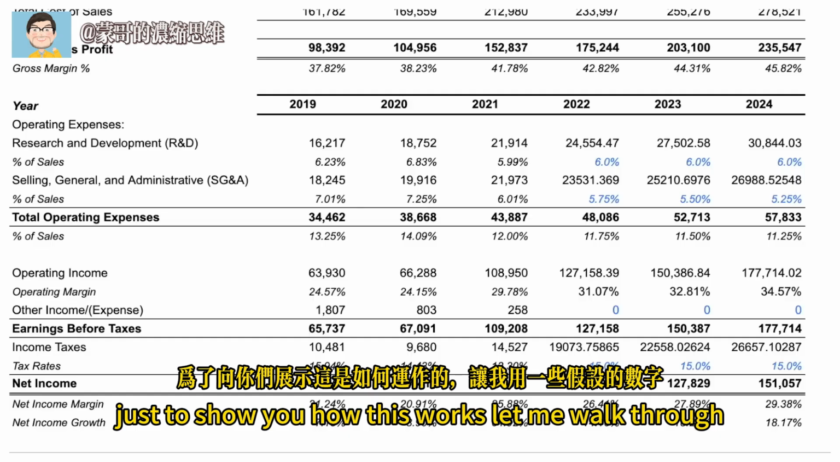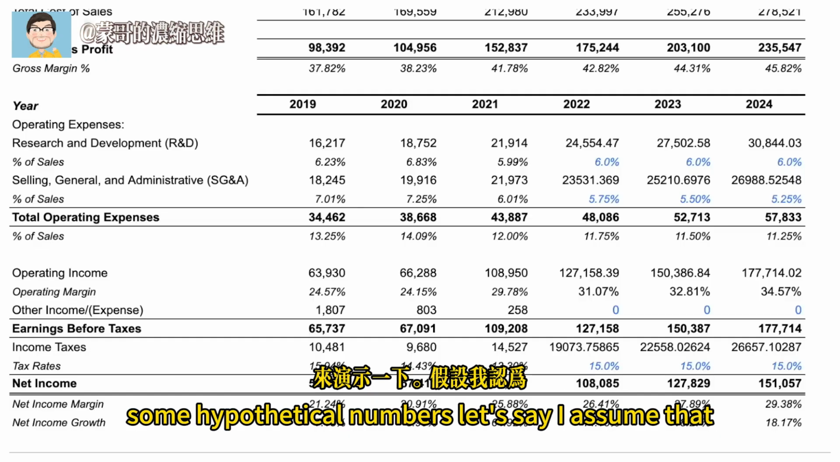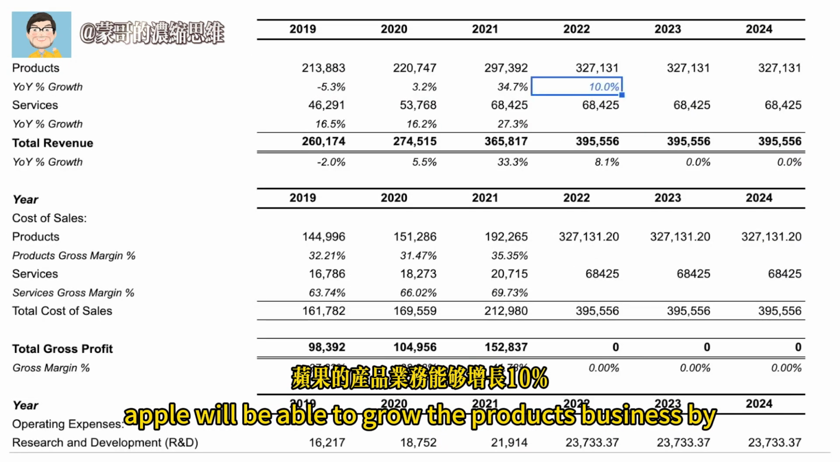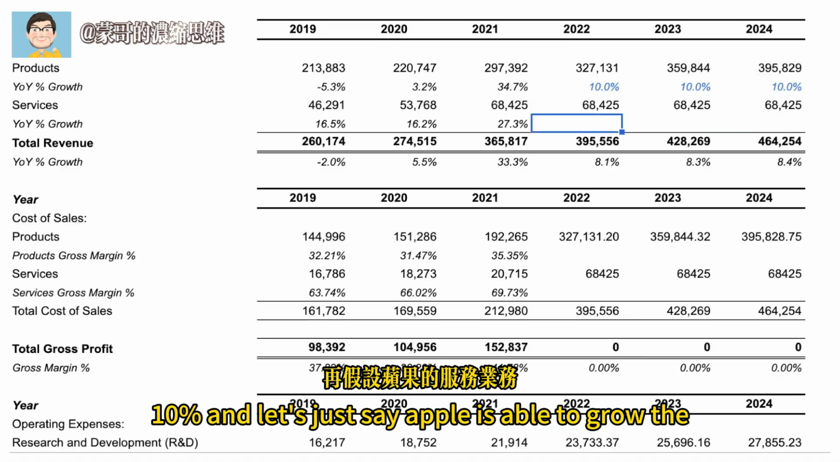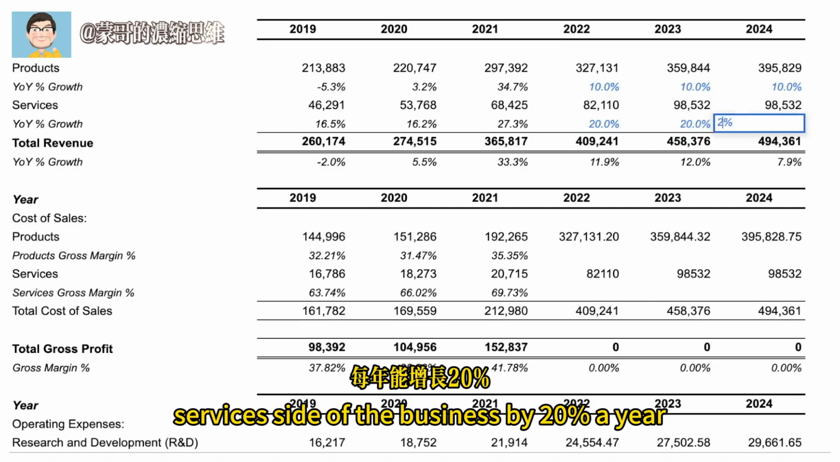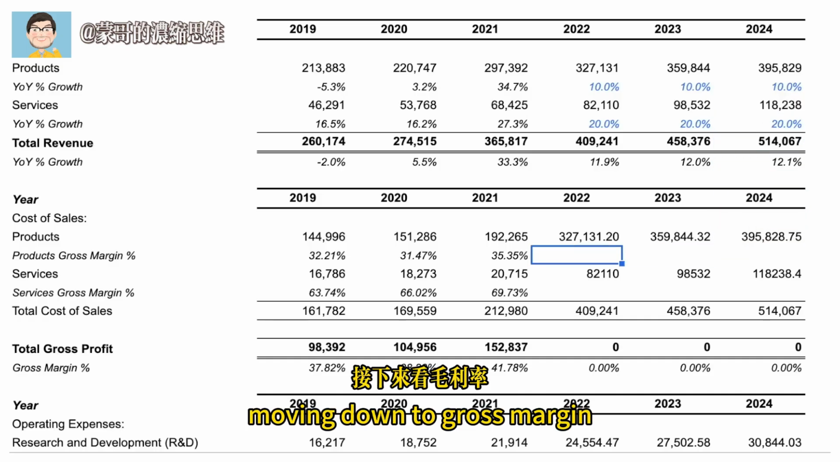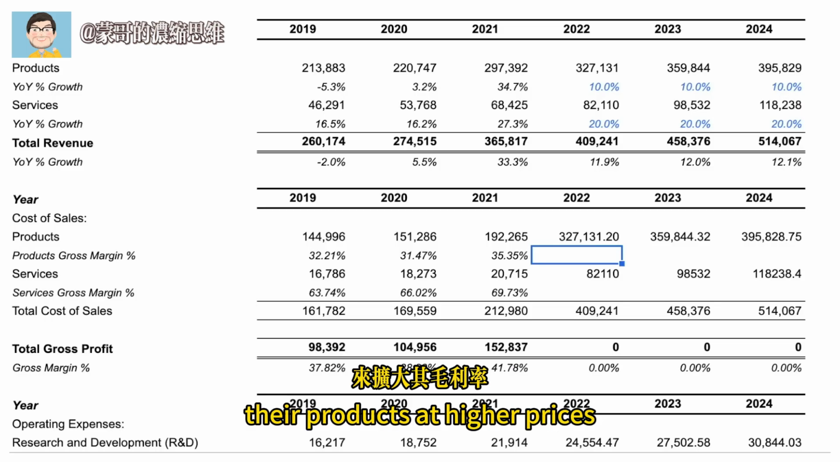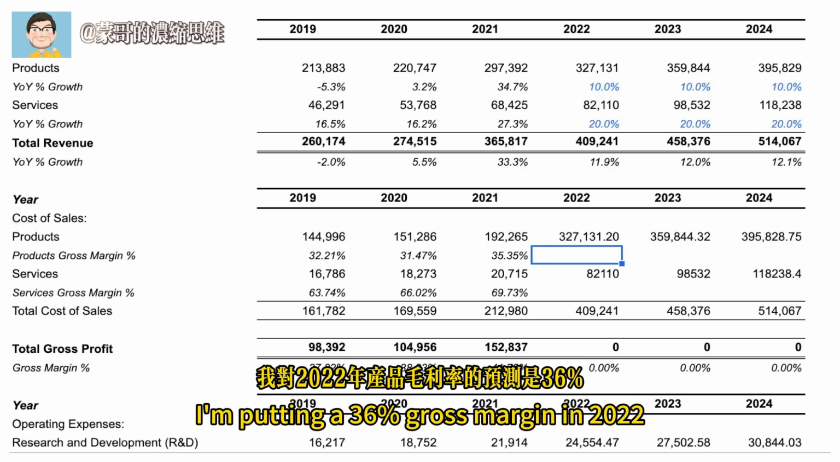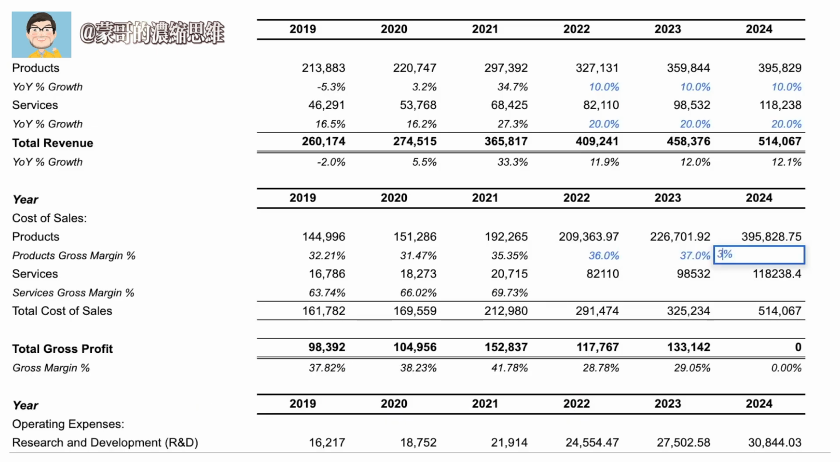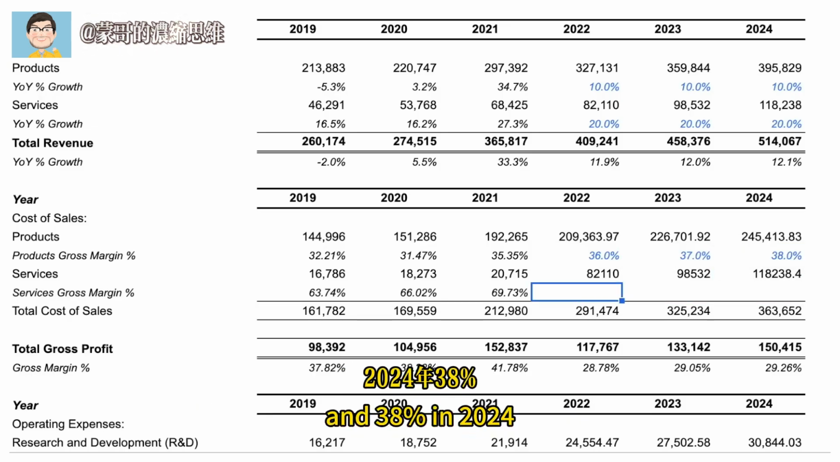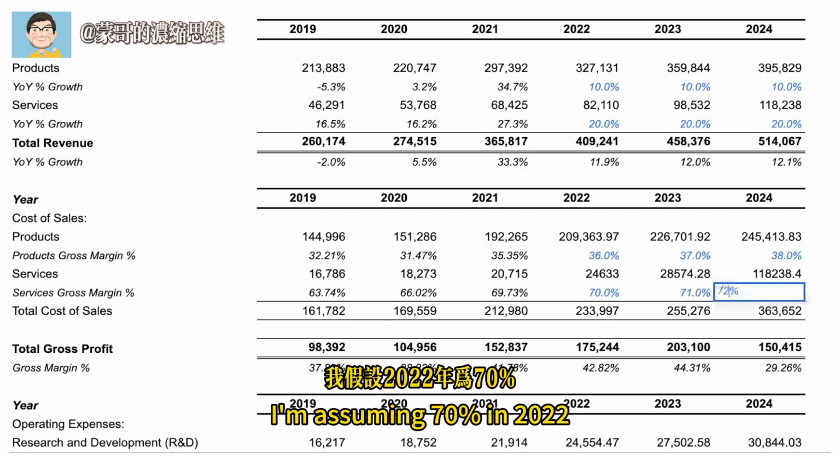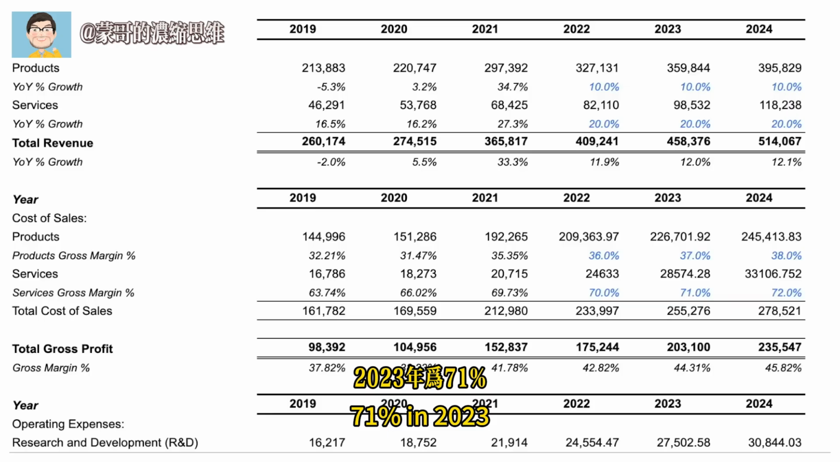Just to show you how this works, let me walk through some hypothetical numbers. Let's say I assume that Apple will be able to grow the products business by 10%. And let's just say Apple is able to grow the services side of the business by 20% a year. Moving down to gross margin, I'm going to assume that Apple is able to expand their gross margin by selling their products at higher prices. I'm putting a 36% gross margin in 2022, 37% in 2023, and 38% in 2024. For the services side, I'm assuming 70% in 2022, 71% in 2023, and 72% in 2024.